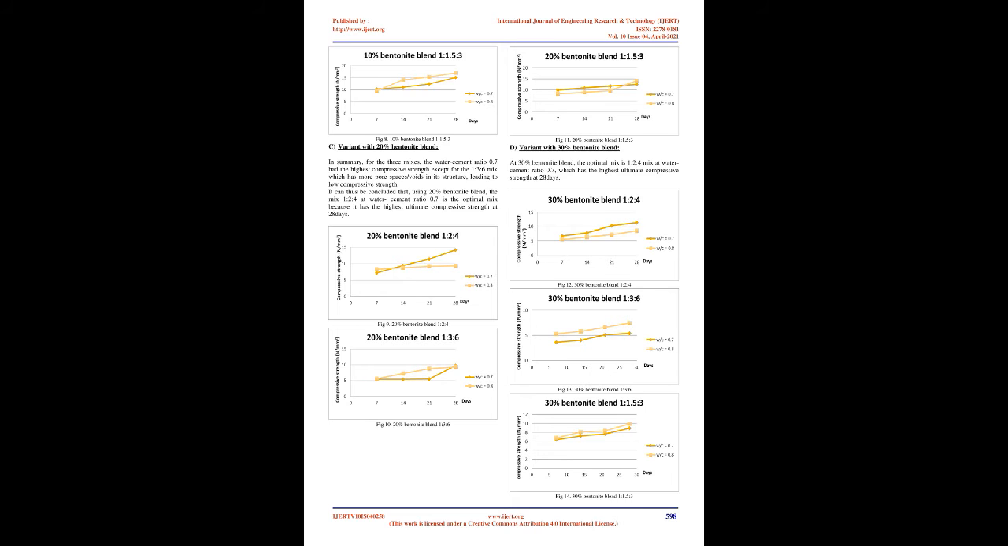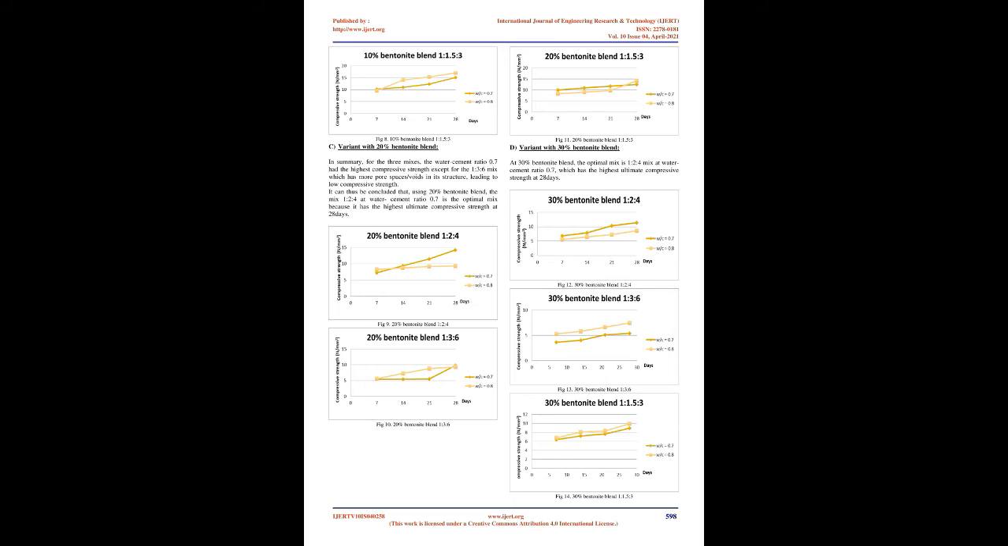The reason for the behavior in figures 4.1.4n and 4.1.40 is however unclear. The optimal mix is 1:1.5:3 at water cement ratio 0.8 because it possesses the highest ultimate strength values at 28 days. C. Variant with 20% bentonite blend.